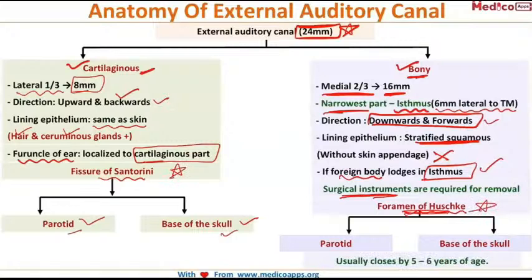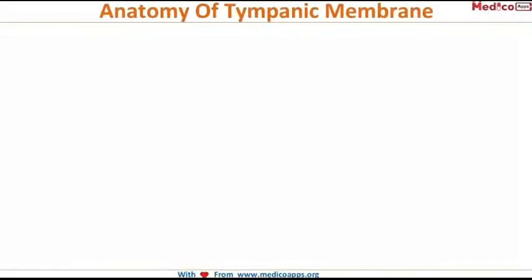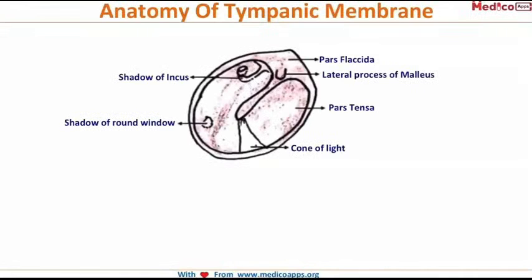This foramen of Huschke usually closes by 5 to 6 years of age. Okay. So fissure of Santorini and foramen of Huschke. They connect to the parotid and the base of the skull. Now let's look at tympanic membrane. As you can see, this is how it appears. It is known as the window of the middle ear.